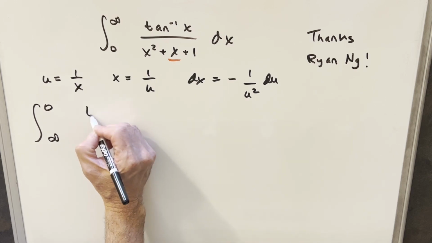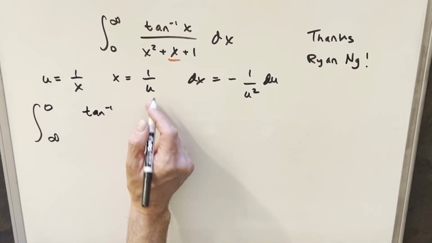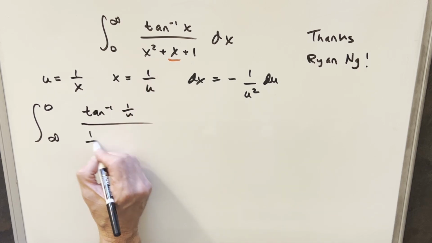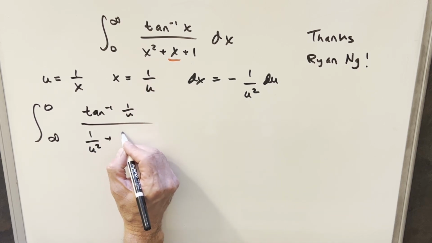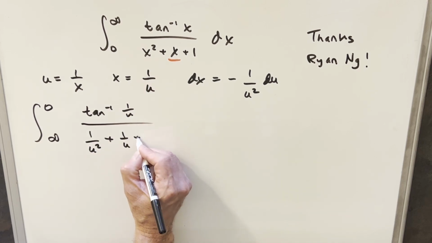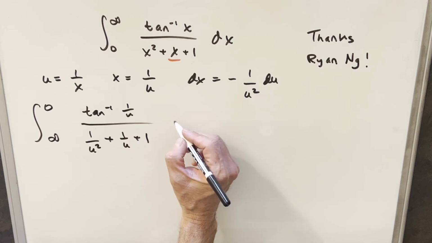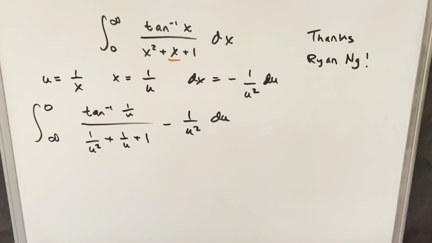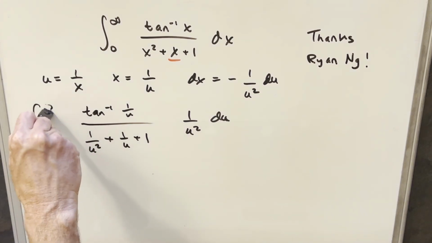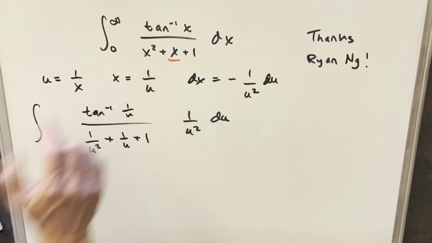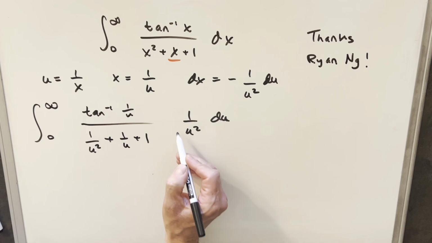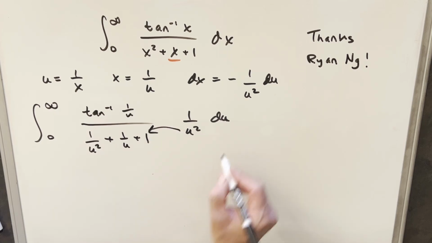Then in the numerator, we're going to have our arctan, but now x has become 1 over u here. And then for the denominator, we're going to have 1 over u squared plus 1 over u plus 1. And then we'll have our dx value, minus 1 over u squared du. Well, I'm just going to take this minus sign and bring it out front and use it to flip my bounds. So we're going to go back to what we had originally, which is 0 to infinity.